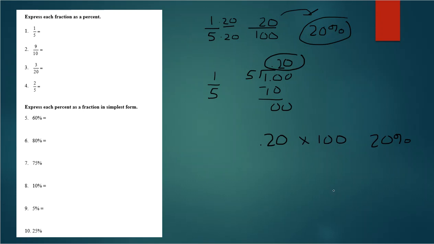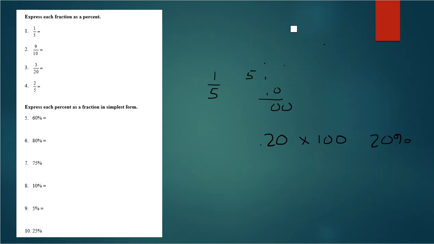Now, I don't care which way you want to use as you're converting these fractions. I think that if the denominator can easily be made into 100, that's probably the easiest way. But if you like changing the fraction to a decimal and then multiplying by 100, feel free to use that method as well. So let's look at a few more of these here.